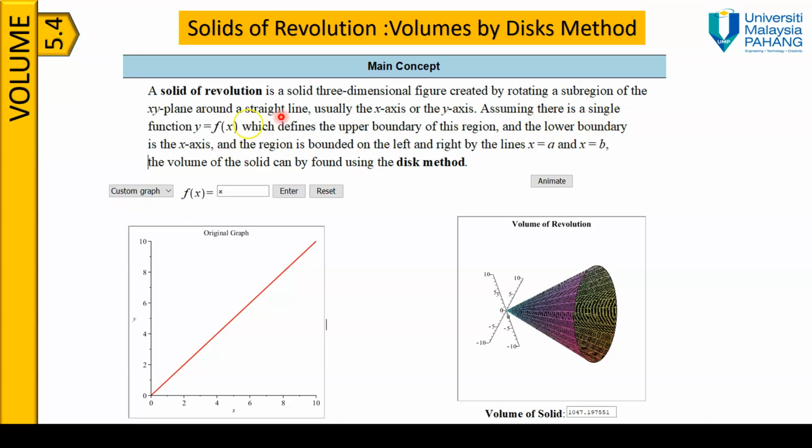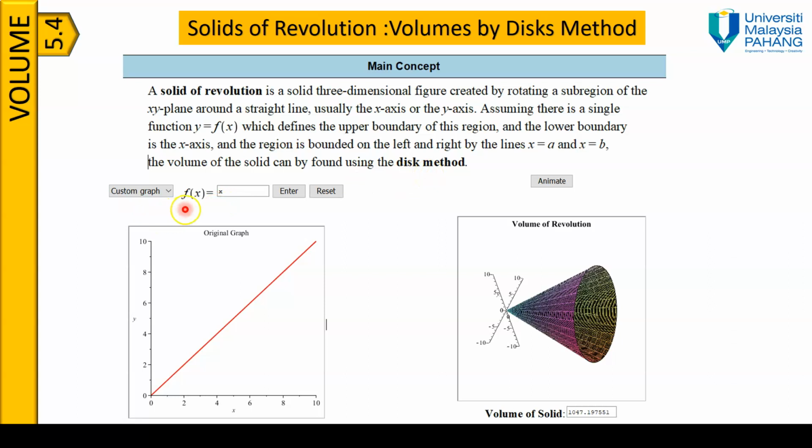Assuming there is a single function y equals f(x), which defines the upper boundary of the region, and the lower boundary of the region is the x-axis, and the region is bounded on the left and right by the lines x equals a and x equals b. This defines the limits of integration, with lower limit a and upper limit b. The volume of the solid can be found using this method.